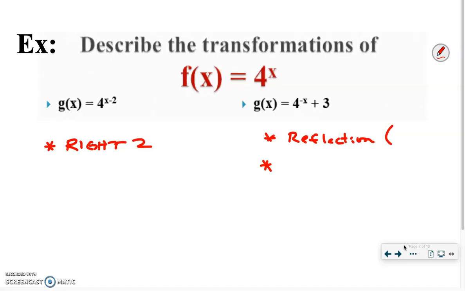All right, so guys, hopefully everybody hears me. If you just write reflection, you understand that that's not correct, right? We have to denote which axis you're reflecting over. And then what about the plus 3? What does that do?